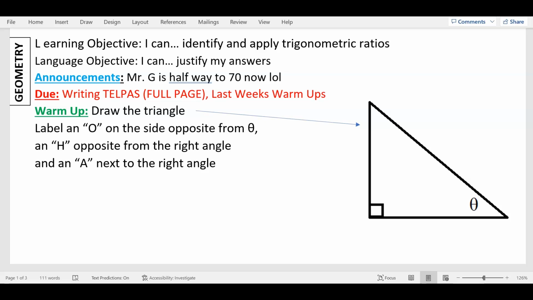Second thing, last week's warm-ups, we turned those in. So if you weren't here yesterday, but you have last week's warm-ups, you just put no school Thursday, Friday, and turn that in. That's good.